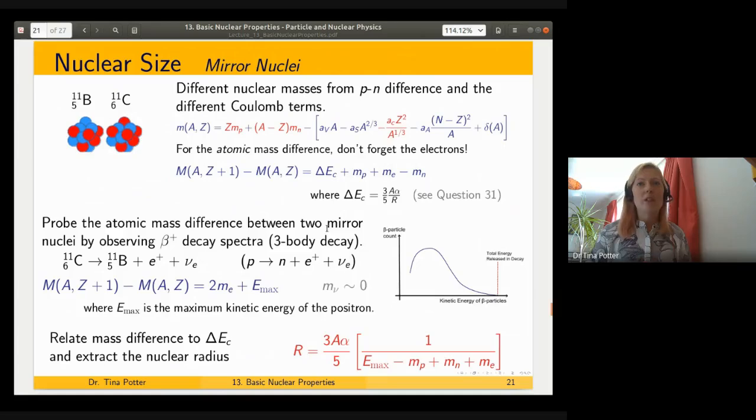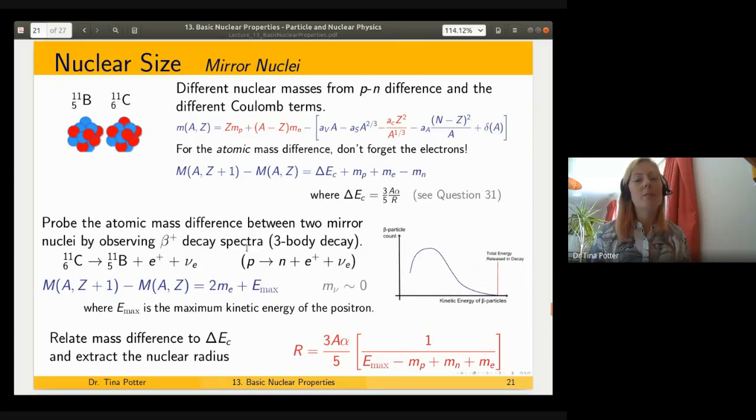So we can measure the atomic mass difference, and we can have a look at how carbon 11 decays to boron 11 via beta decay. And if we measure the energy of that positron that it's taking, it's going to tell us about how much energy is released in that decay and tell us about this Coulomb energy here.